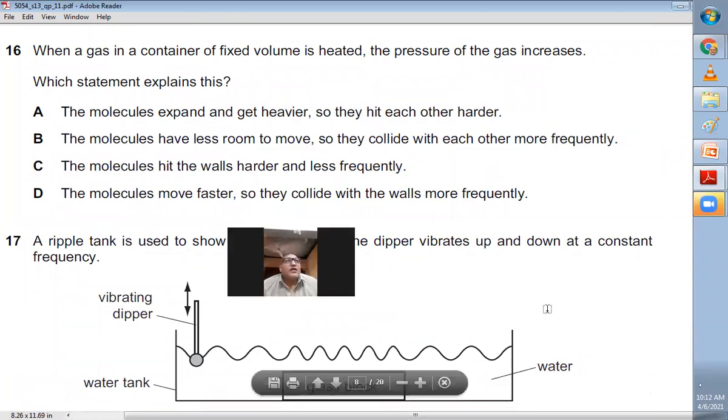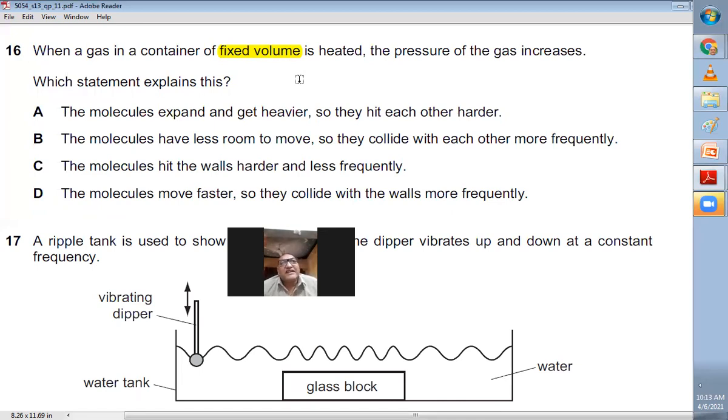Okay. When a gas in a container of fixed volume is heated, the pressure of the gas increases. So fixed volume, this is very important. The volume is not changing. So the pressure and the temperature will be directly proportional to each other. When you increase the temperature, the pressure will increase. If you decrease the temperature, the pressure will decrease.